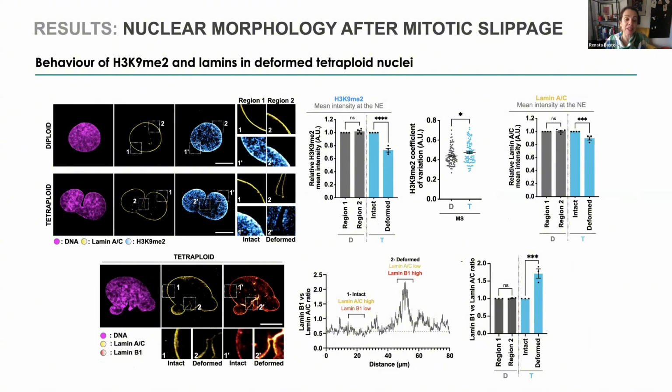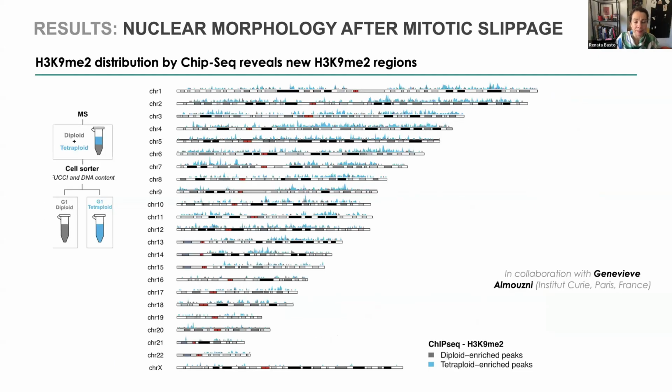And so these differences can be seen in this diagram, where you can see that in places of invagination, in places of deformation, there is less H3K9 dimethyl and also less lamin C, and the quantifications are over here. What is interesting also is that in regions that have low lamin C, we can see a compensation by having high lamin B1, which has already been reported in other cell types.